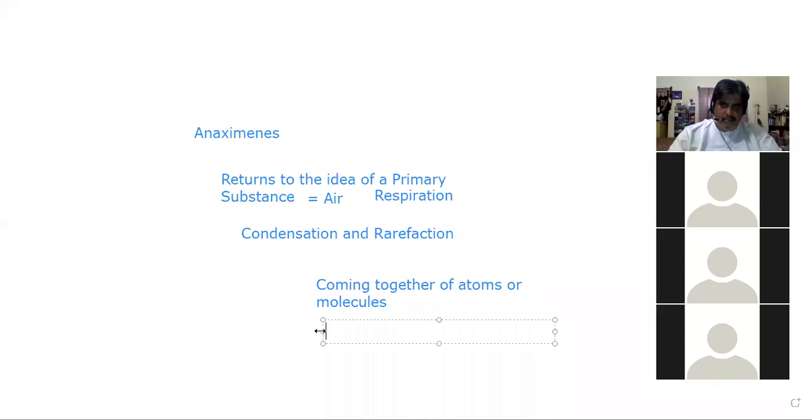Rarefaction is rarefying or distancing of molecules, right? So what do you do when you're heating? When you heat water, the vapor is nothing but rarefied molecules of water. But please remember that water itself is a result of the combination of two gases, oxygen and hydrogen, right? H2O.